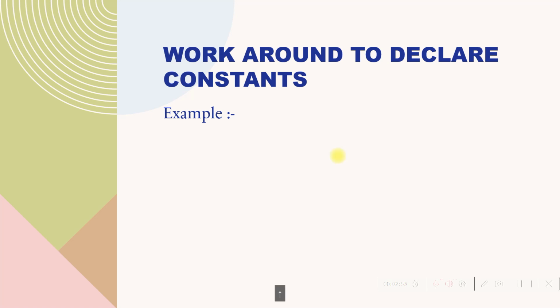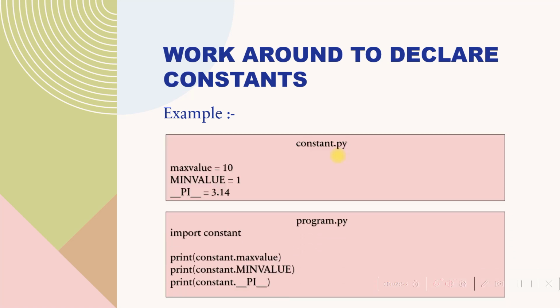Now, in the main program, I need to use these constant variables. So the first thing that I need to do is import this constant.py file in the main program. And this is what I have done here in the slide. So import constant is the first statement in the program, and then using constant dot as a prefix, I can use any variable which has been defined in the constant.py file.